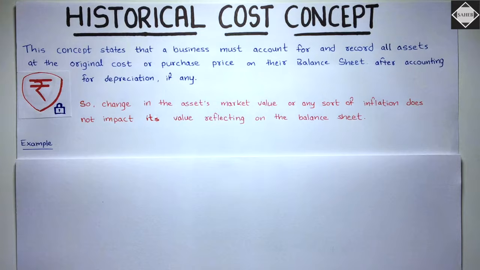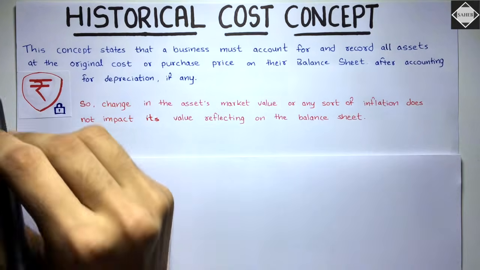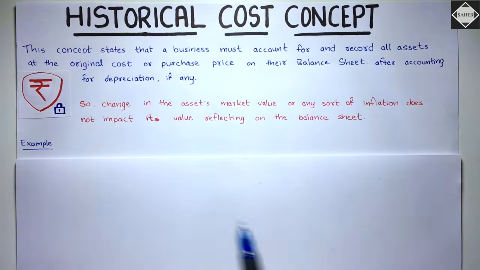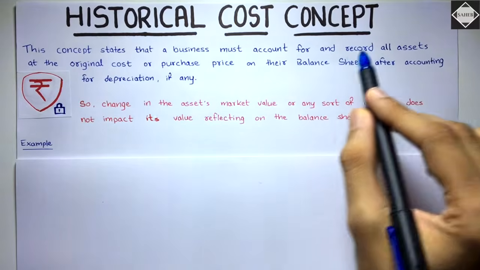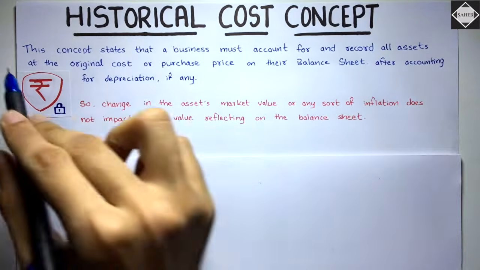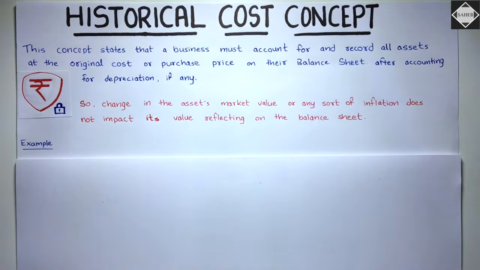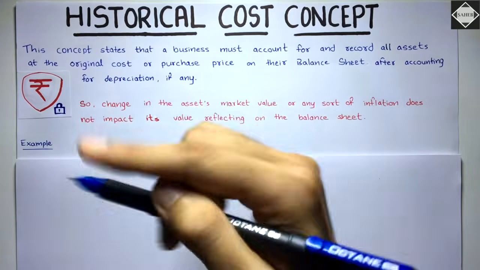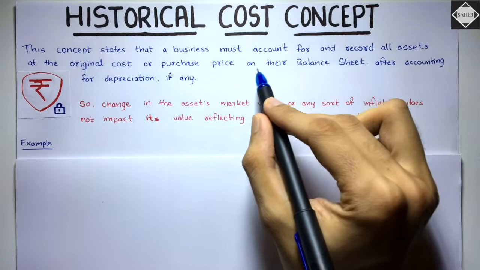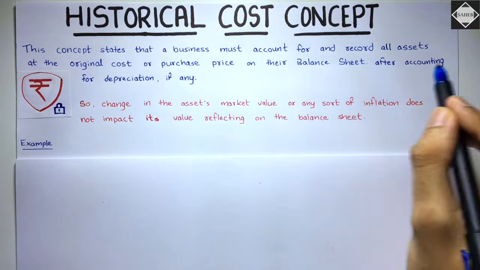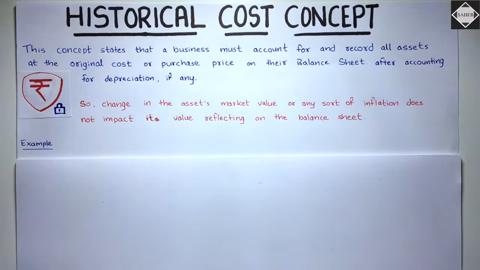Right. Now let's come back to this historical cost concept. See, what it says is, this concept states that a business must account for and record all the assets at the original cost or purchase price. Now you properly know what is original cost: cost plus any additional expenses, right? On their balance sheet after accounting for any depreciation. If there is any depreciation, then you have to deduct that.